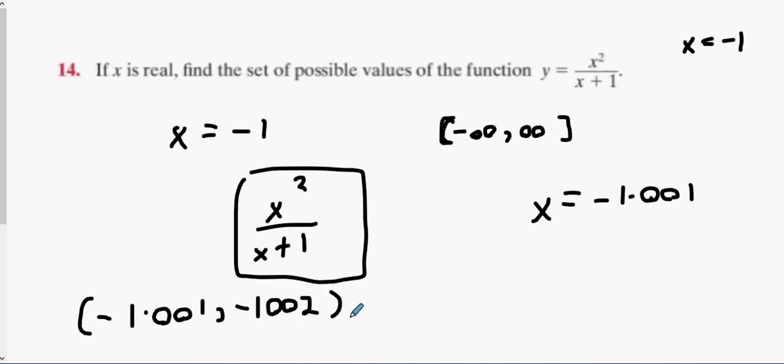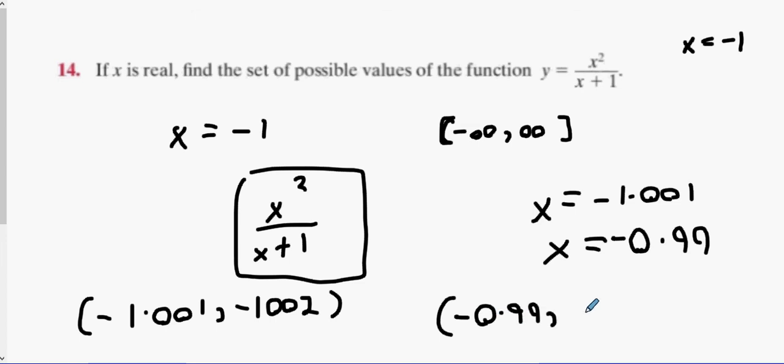Would you agree it's extremely negative? Why? You're dividing a really, really small negative number into a positive number. Now, this time I want you to sub in minus 0.99. That's the other side of minus 1, isn't it? One of them is a tiny bit to the left of minus 1, and the other one is a tiny bit to the right of minus 1. And what did you get as the y value this time?